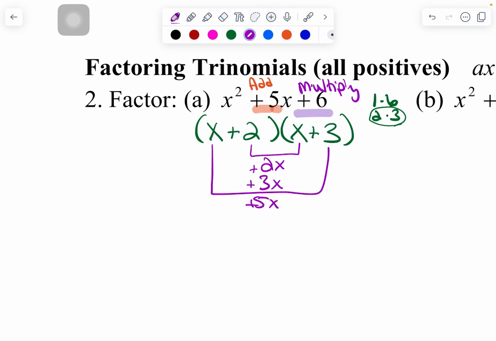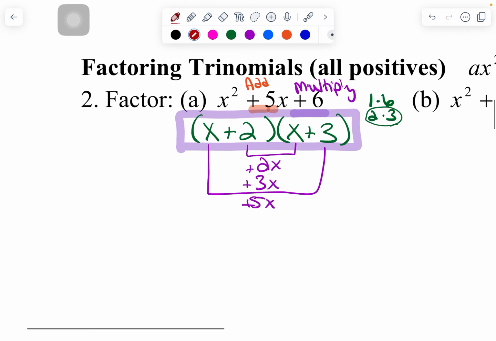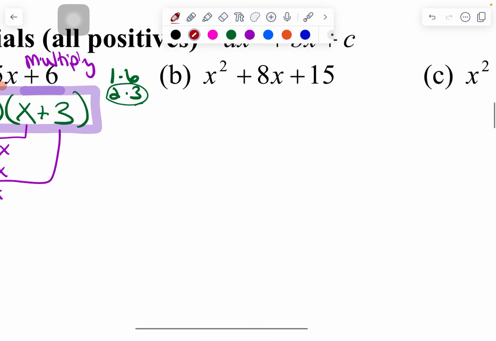So what are your actual factors here? Let me grab a highlighter so I can actually highlight my answer. My answer is those two factors right there, x plus 2, x plus 3. Now, the check that I actually showed here, 99.9% of the time, I'm just going to do it in my head. Okay, but that's part A. We've got our factors. Let us move on to part B here.